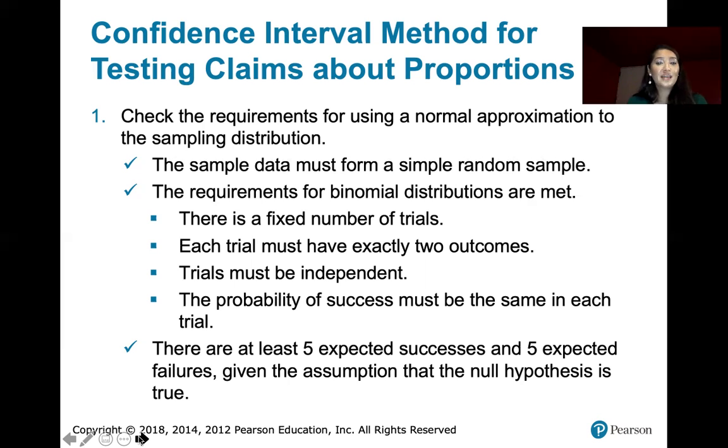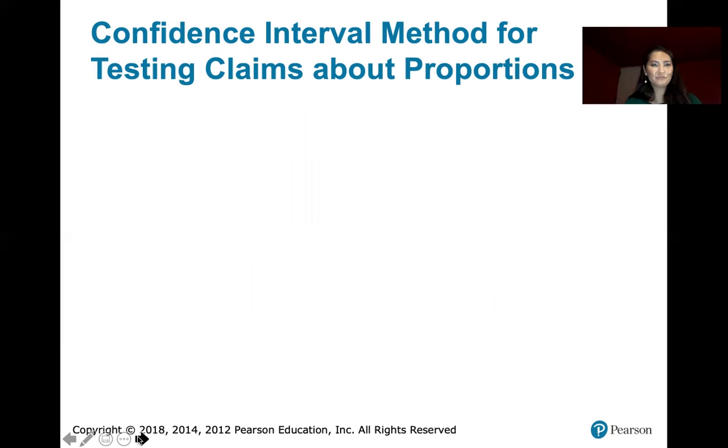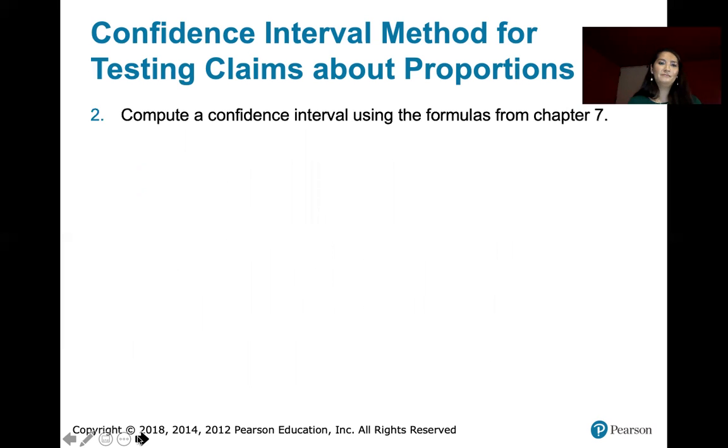Provided that both of those are satisfied and the requirements for the binomial distribution are satisfied and we have a simple random sample, the requirements for using a normal approximation to the sampling distribution are met, and we can use the methods that we talked about in the last video, the p-value method and the critical value method, and we can also use the confidence interval method that we're talking about in this video. Okay, so if the requirements are met, then we will compute a confidence interval using the formulas from chapter 7.